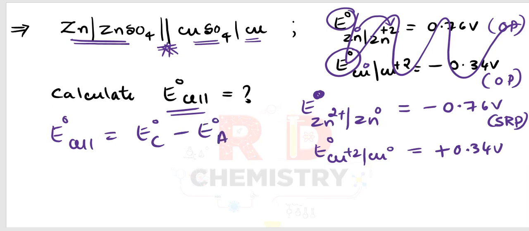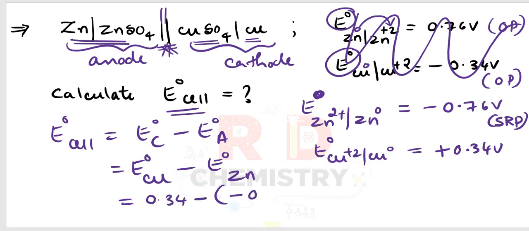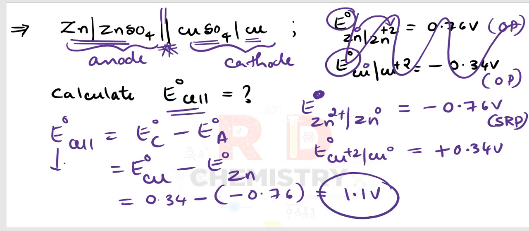Now which one is the cathode, which is the anode? Before the double vertical line, whatever is there is known as the anode, and after the double vertical line is the cathode. Therefore, E naught of the cathode, the copper electrode, minus E naught of the anode, the zinc electrode. So I'll write E naught of copper, value 0.34, minus zinc, value 0.76. So this gives the answer 1.1 volt. Remember students, E naught cell is always a positive quantity. Then only the cell works. Fine.